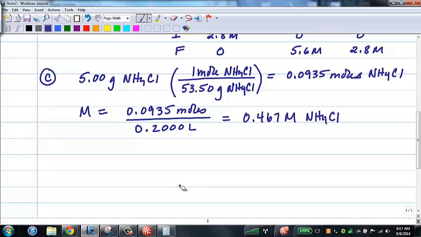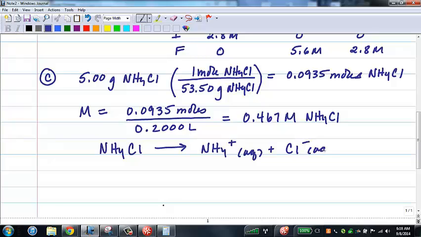But, as in the other problems, they're actually asking me for the concentration of the ions. So I have to consider how ammonium chloride breaks apart when I put it into water. And it breaks apart into one ammonium ion and one chloride ion. Here the ratio is 1 to 1 to 1. So when 0.467 molar ammonium chloride is placed into solution, since it's a strong electrolyte, all of it will break apart. And originally that water solution didn't contain any ammonium or any chloride.